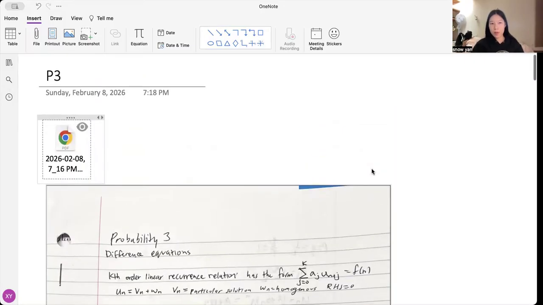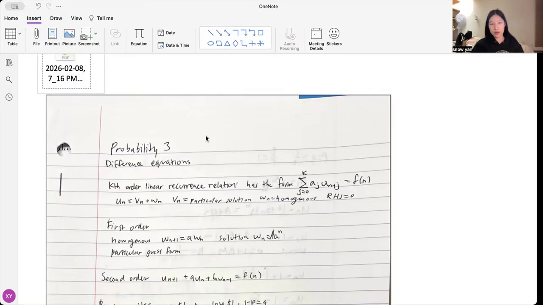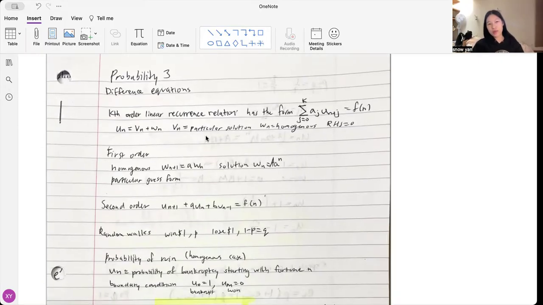Okay, let's go over probability 3, chapter 3 inside our unit. In this chapter, it's basically just about difference equations, random walks, and recurrence relations. That's something that shows up almost every year in the exam. So it's basically just deriving and solving different forms of first order and second order.